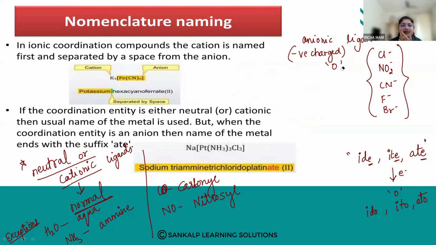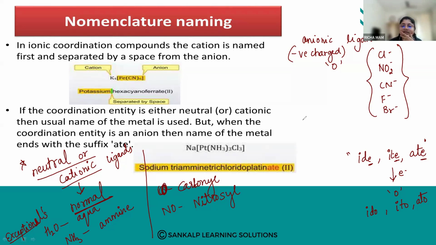Whenever anionic ligands are there, ending with IDE, ITE, ATE, the E will be replaced by O. And whenever you have neutral or cationic ligands, they are given the common, normal names. But there are a few exceptions.